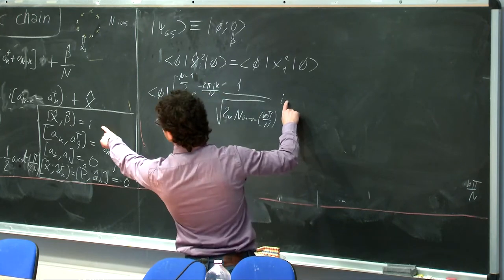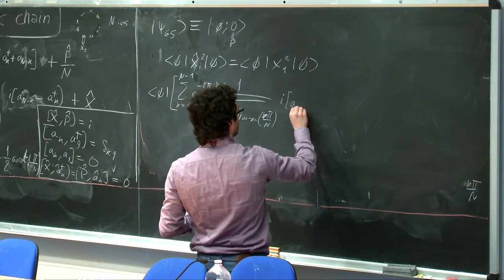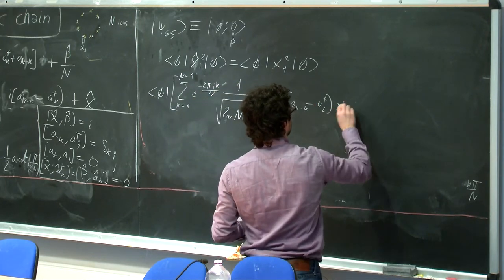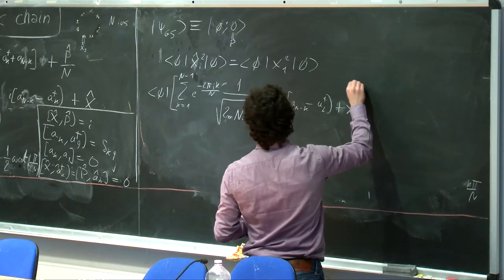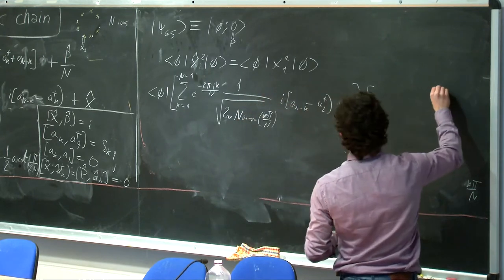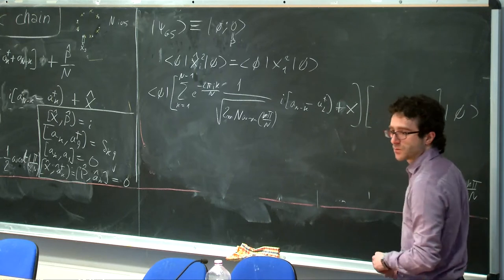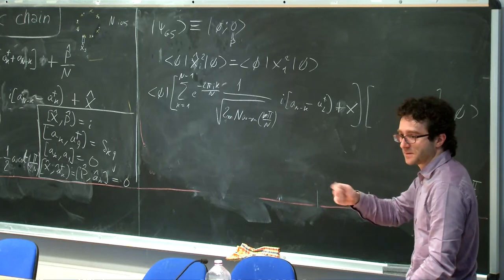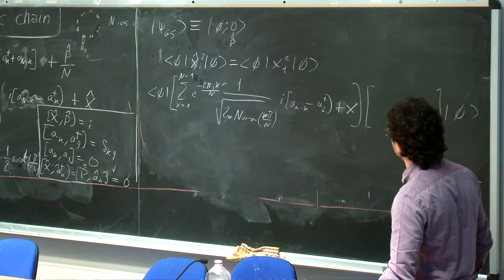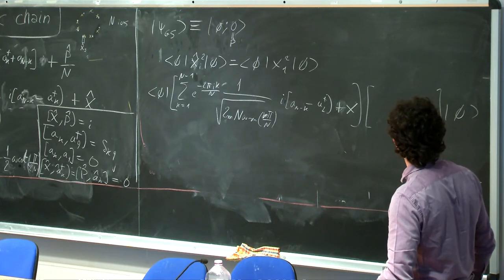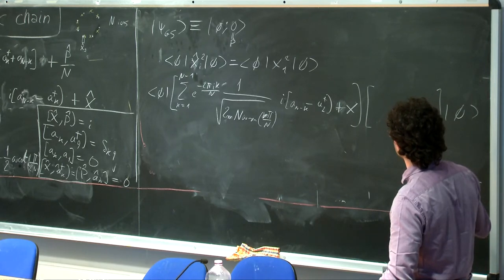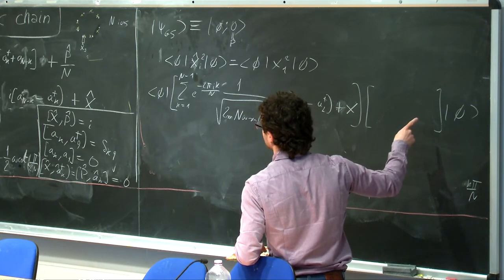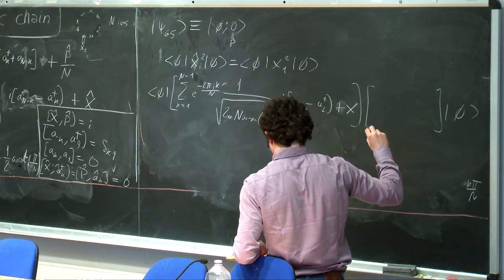Is I A n minus A minus A dagger k, then we have plus X, and we have the same here, okay? This is what we want to compute. Now, okay, we have several terms here. Let's immediately see which terms go to zero, and why they go to zero, the last term.